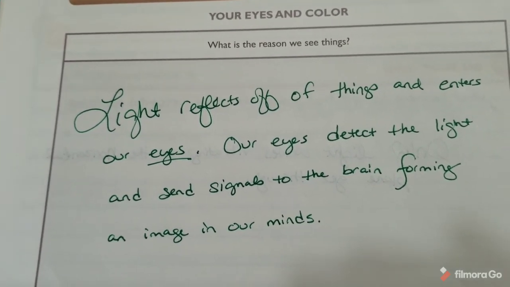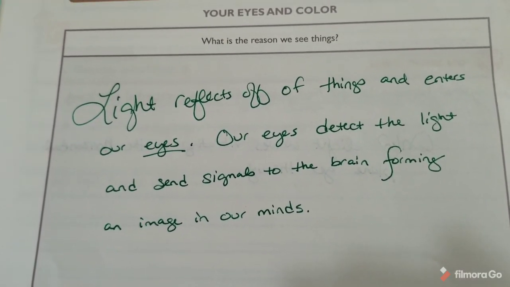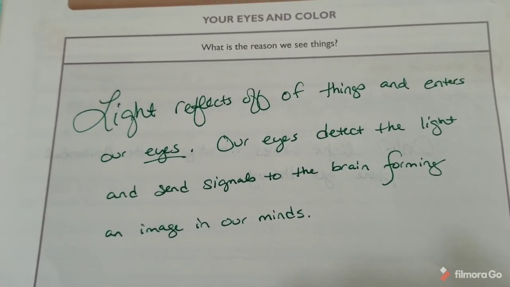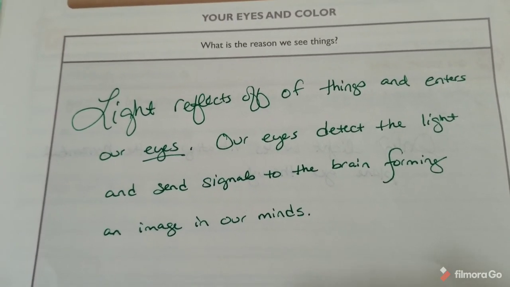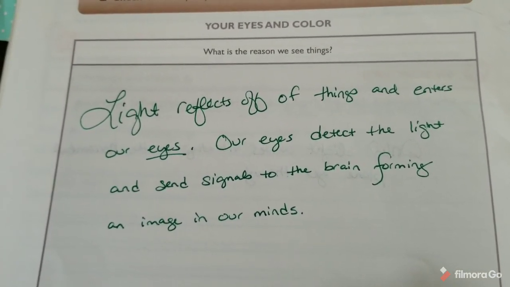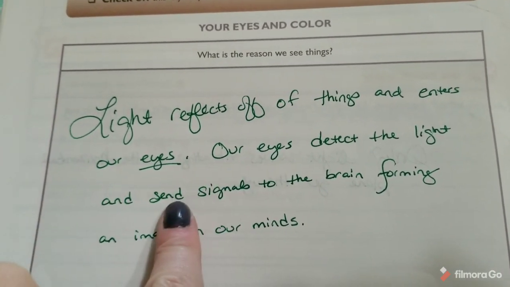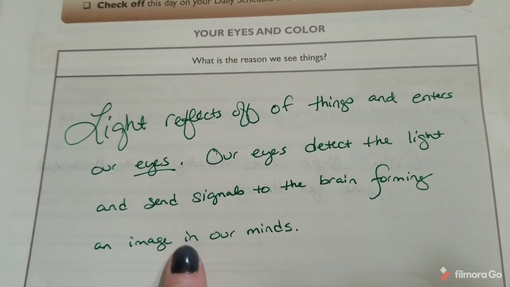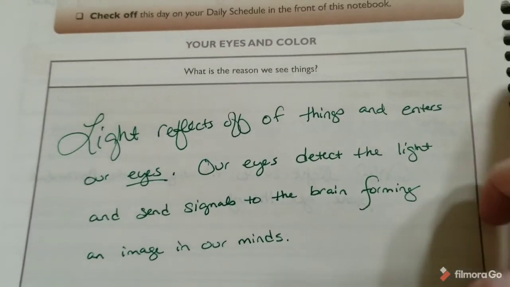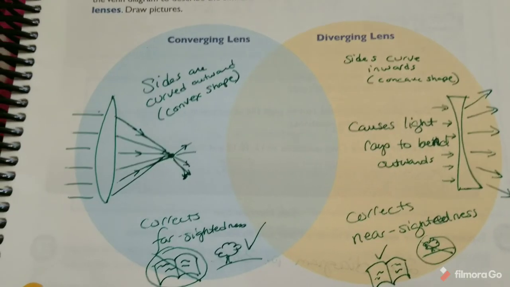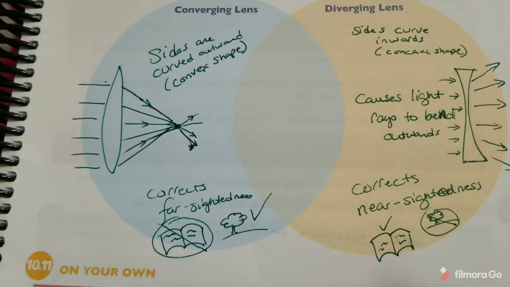All right. We are on page 316. Your eyes and color. This is where it gets really, really interesting. What is the reason that we see things? Well, light reflects off of things and enters our eyes. And then our eyes detect that light and send signals to the brain, forming an image in our minds.